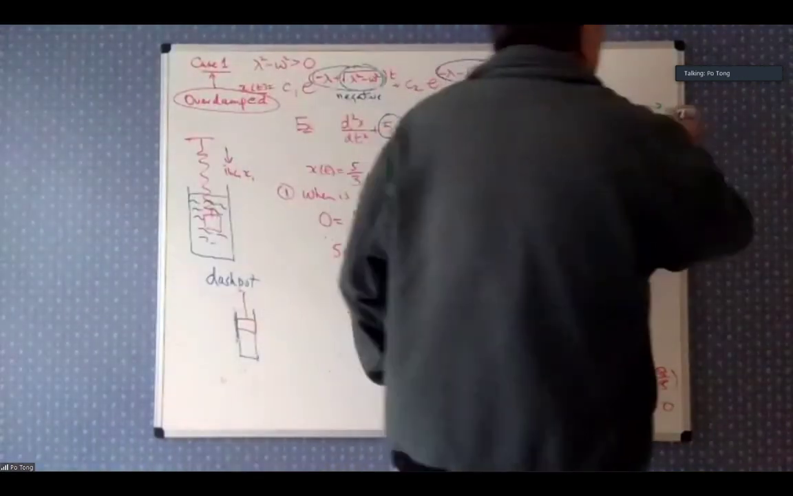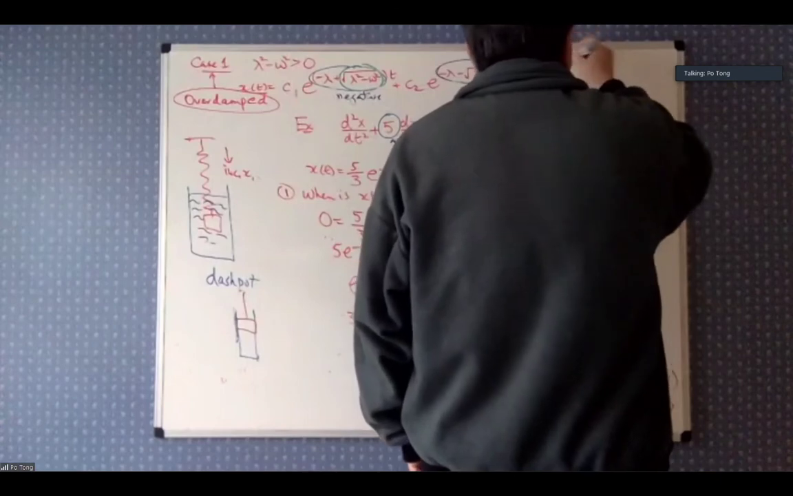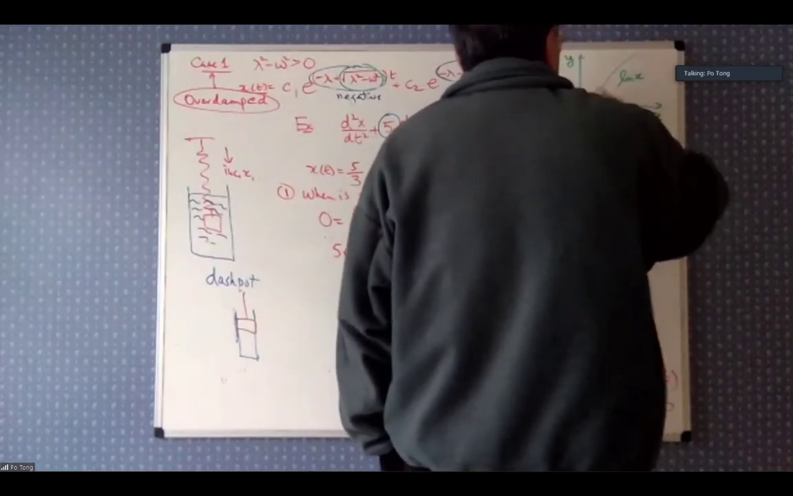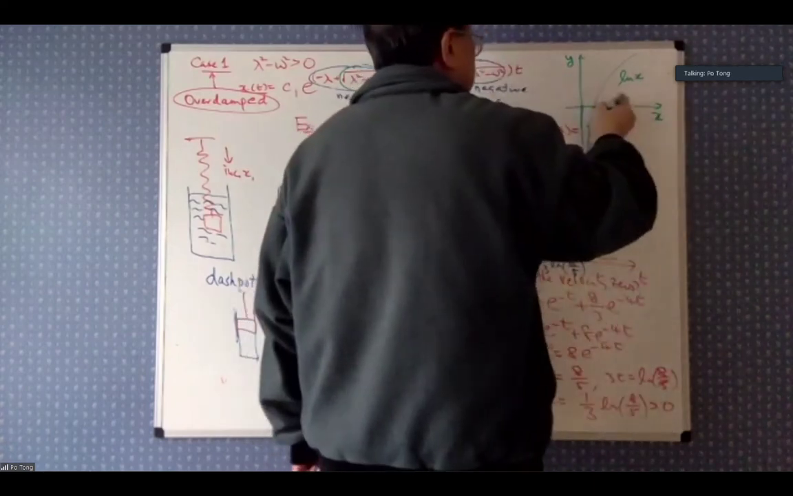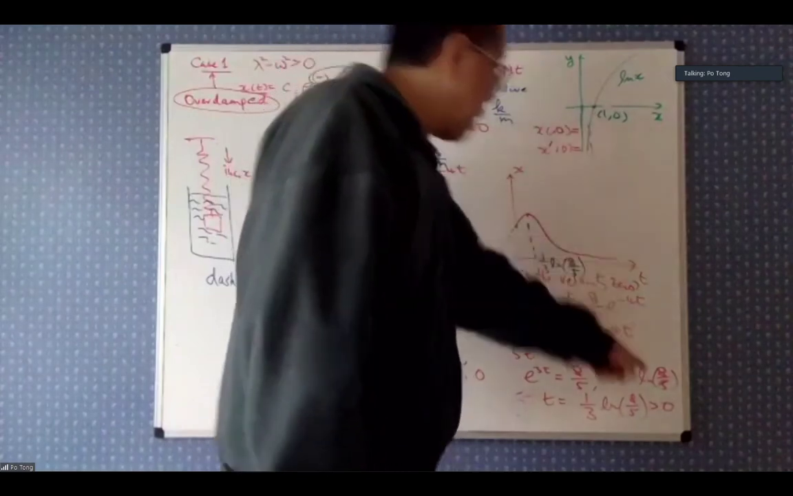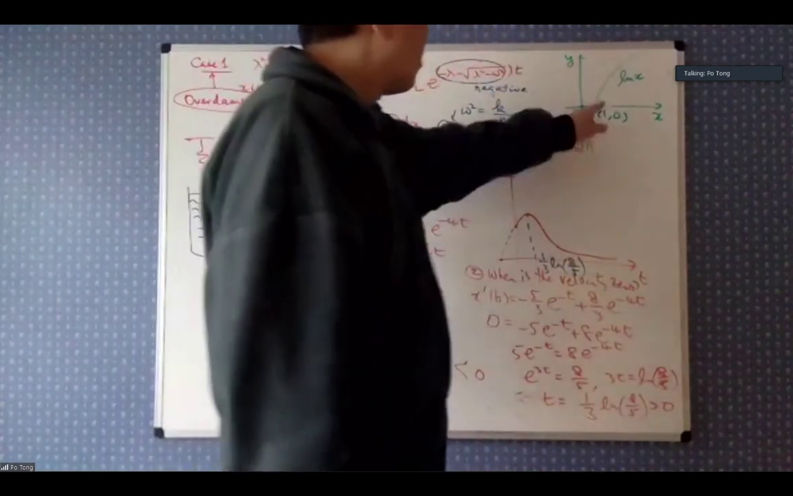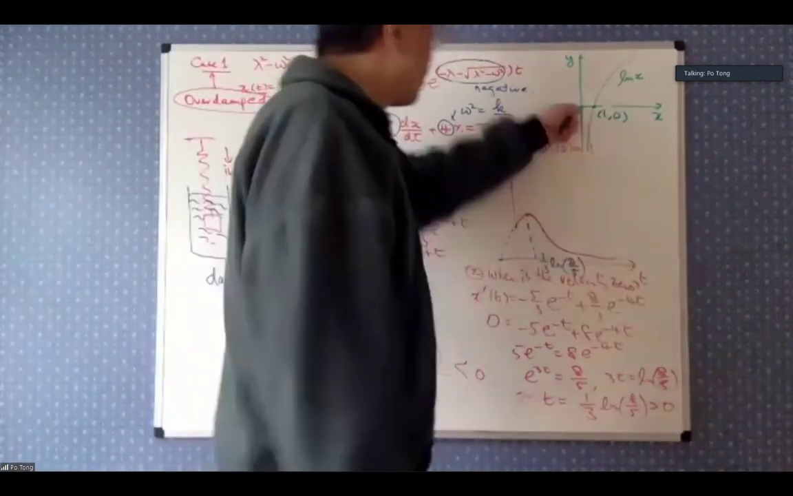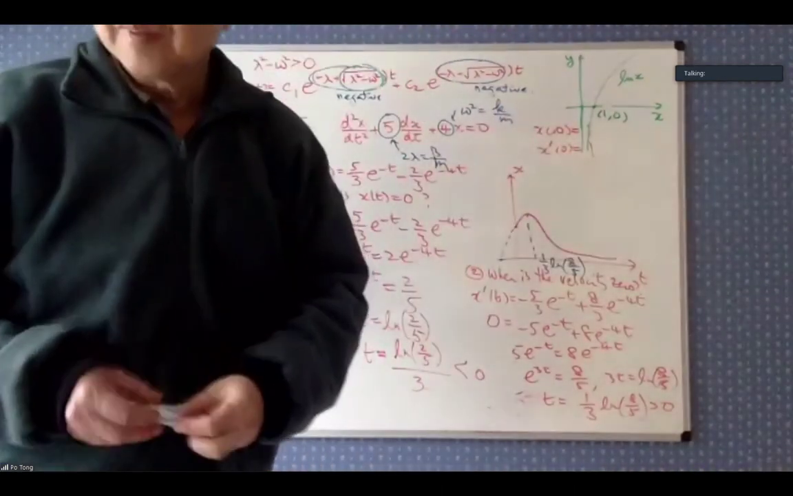So the ln function looks like this. This is ln x. So this is the point (1, 0). If the input to the ln function is bigger than 1, you're going to get a positive number. Otherwise, you get a negative one. If the input is actually negative, it's not even defined.